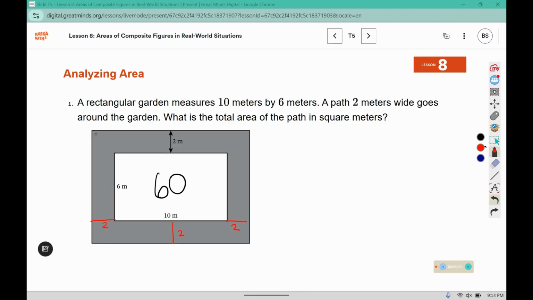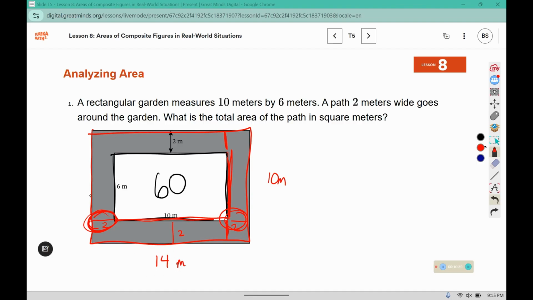So I can find the area of the outer rectangle and remove the inner 60 meters squared from the garden to be left with the shaded region. Well, the garden, it was 10. Then I have 2 here, so 10 plus 2 is 12. Plus the 2 on this side makes the total width 14. The height of the garden was 6, plus the 2 here, 7, 8, and the 2 here, 9, 10.